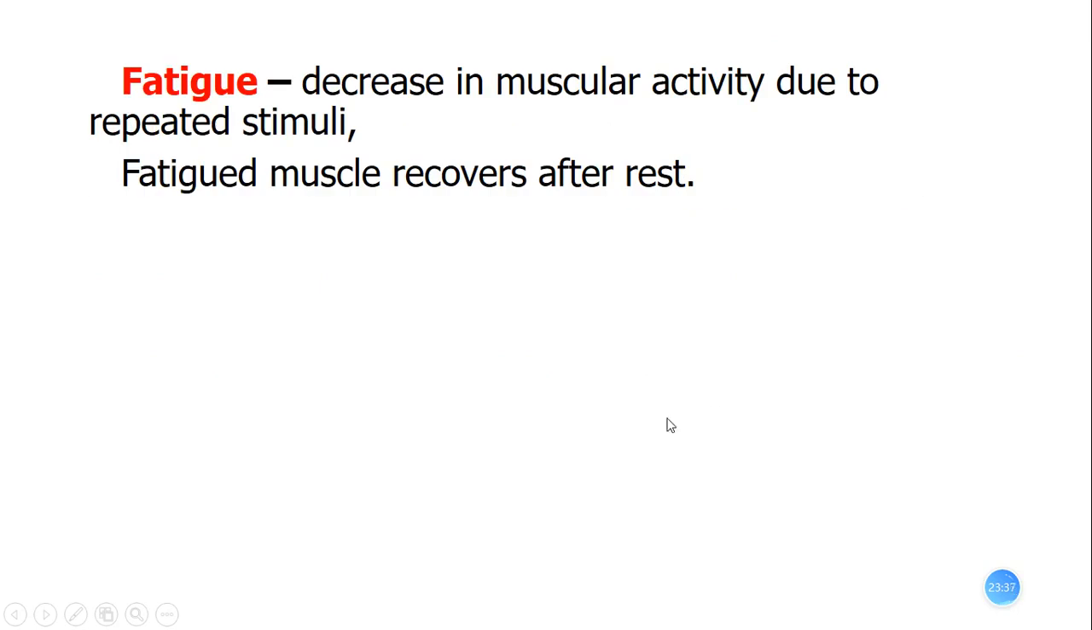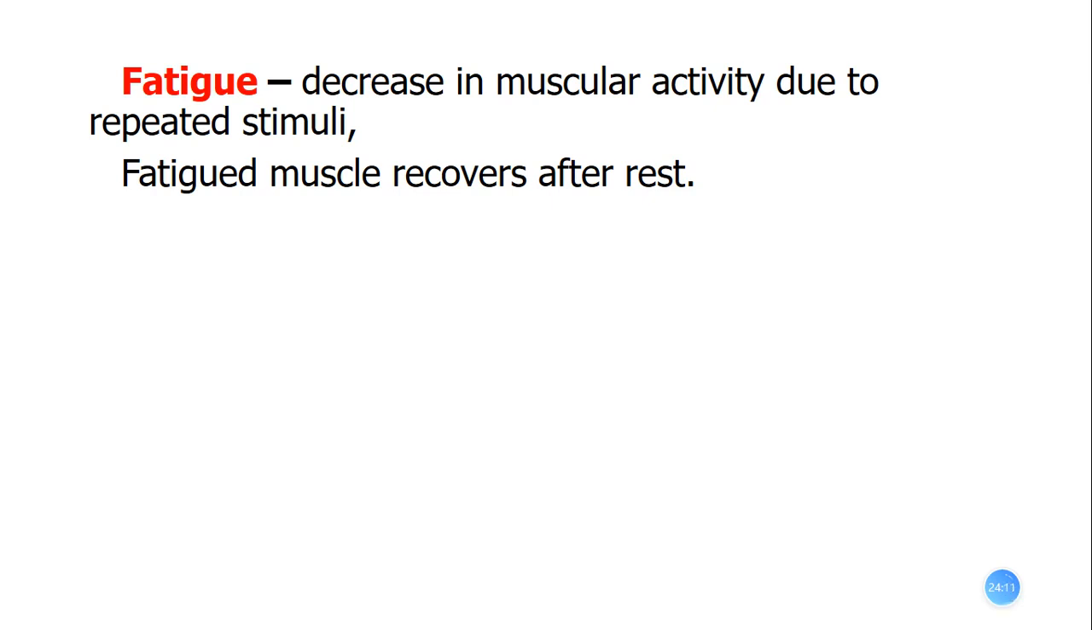And this is the last one of our topics. We have fatigue. It is a decrease in muscular activity due to repeated stimuli. When stimuli are applied repeatedly, after some time the muscle does not show any response to the stimulus, and it will recover after active rest.